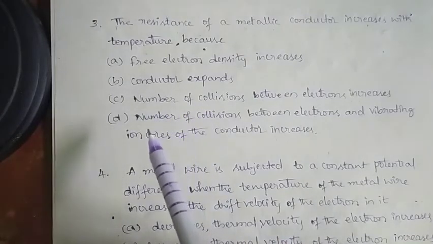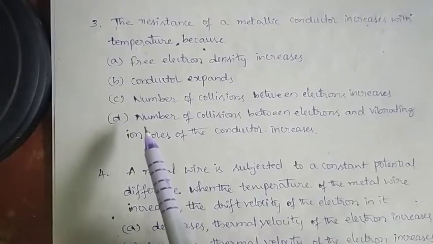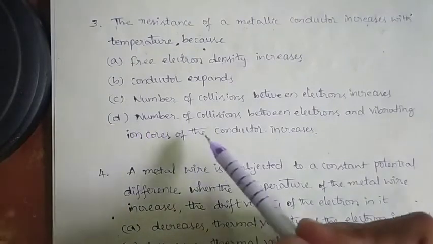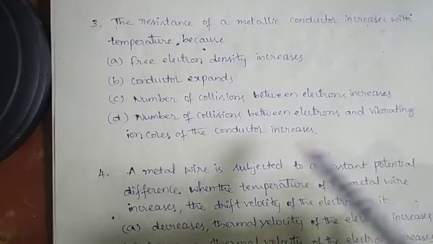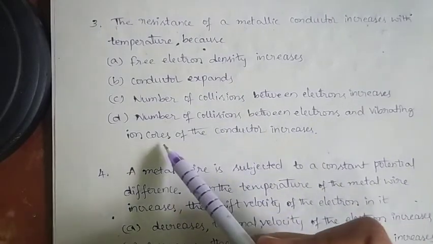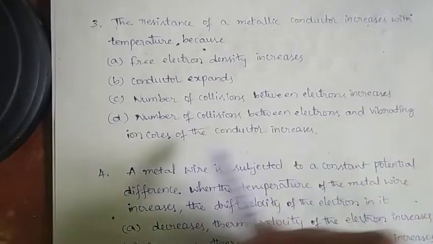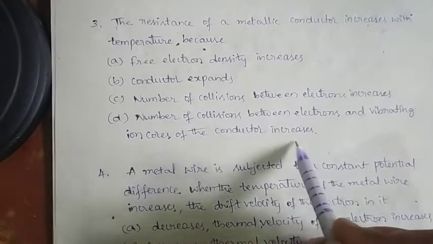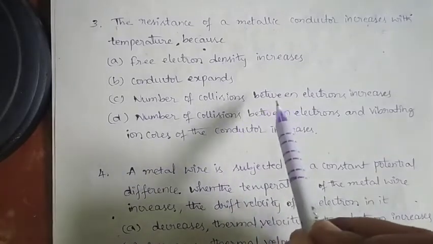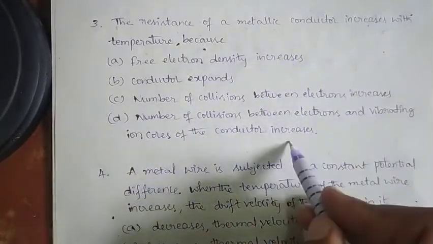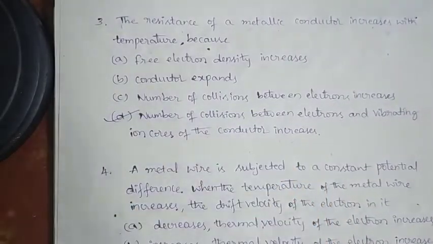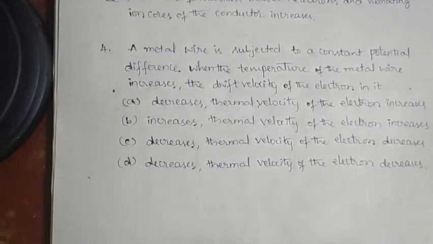In a metallic conductor, if temperature increases, the number of collisions between electrons and ion cores of the conductor also increases, because in metals, if temperature increases, atoms will be split up into free electrons and positively charged ions. Hence, vibrating ion cores are also present in the conductor. Hence, if temperature increases, the resistance of a metallic conductor also increases with the number of collisions and the vibrating of ion cores. Option D is the answer. Next question.